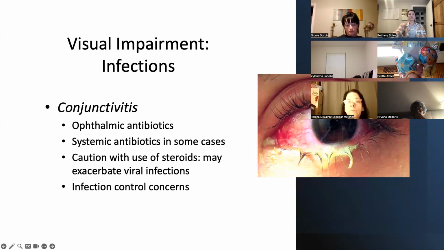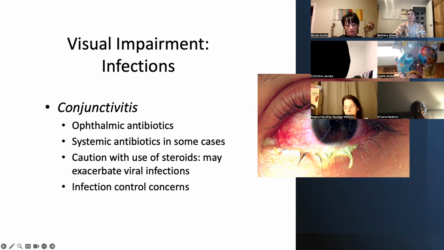We also have infections of the eye, so conjunctivitis, which is an inflammation of the mucous membranes that line the eye. We're going to give eye drops, antibiotics, and if that doesn't work, then we can do systemic antibiotics. We want to make sure that we're not using steroids in patients that have conjunctivitis because it can make the infection worse. Then make sure we're doing good hand hygiene so that we're not spreading it. It's one of those things that's really easy to spread from person to person.